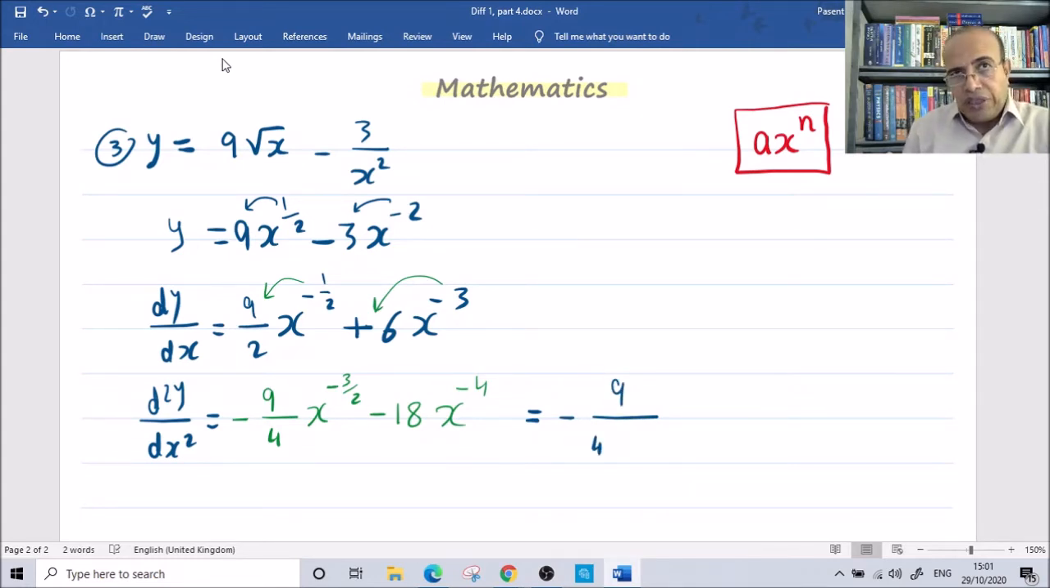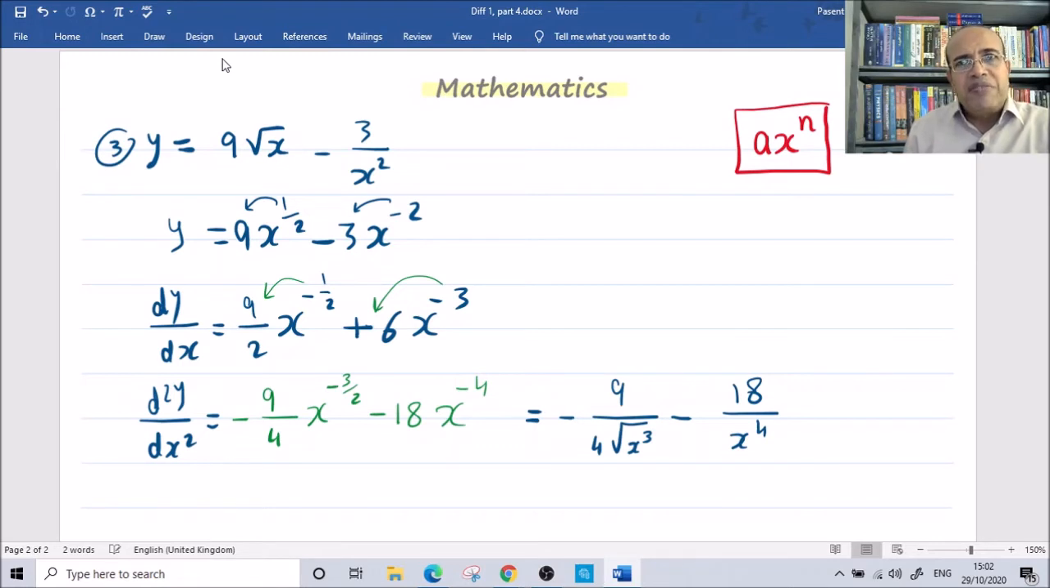Can you change this to radical? Yes. The denominator is the index of the root, so it is a square root. And the power here is the power inside, x power 3. Minus 18 over x power 4.